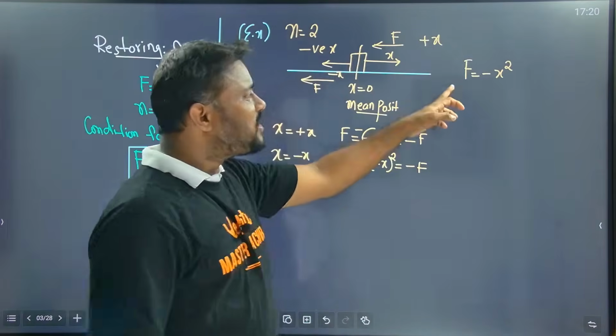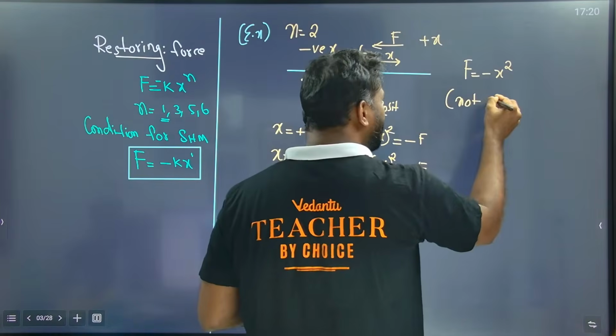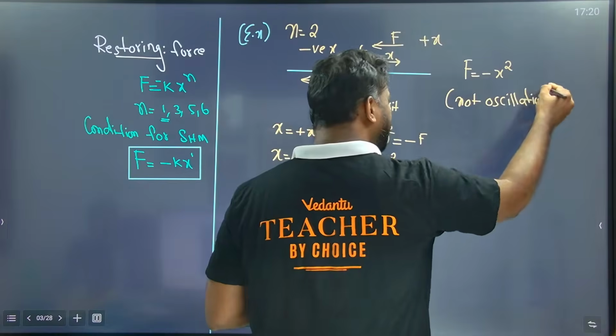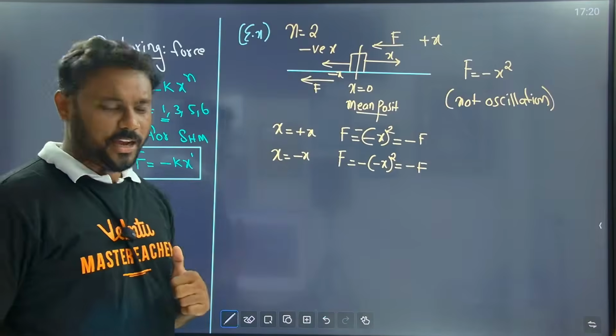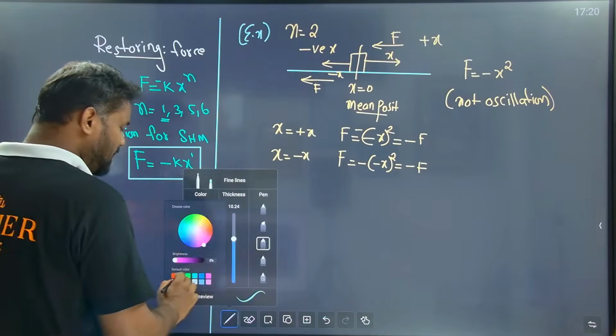There is no restoring force. So f is equal to minus x square is not an oscillation. This is a very important thing, because there is no restoring force. This must be known clearly. There is no restoring force. Is it clear? So this is a very important idea. If I take some other example for this, just I'm going to take.